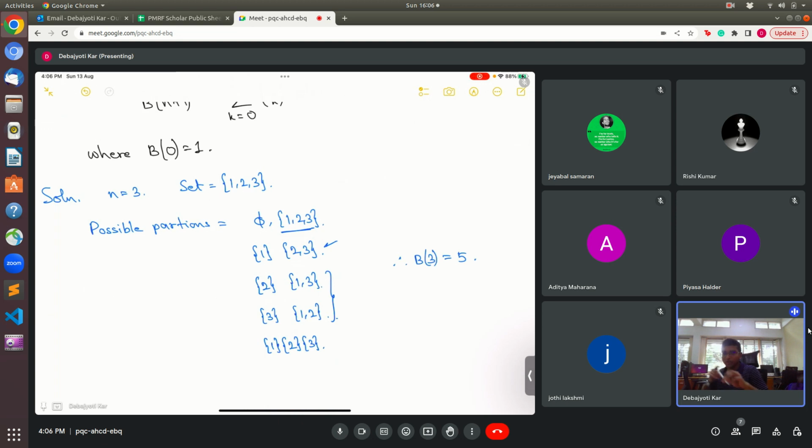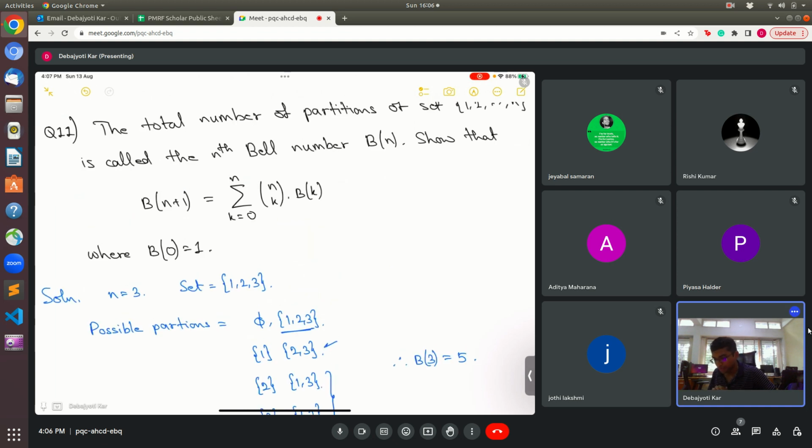So in this way, what does the nth Bell number represent? You have the set 1, 2, 3 up to n. In how many ways can you partition this set? The number of sets that you create doesn't matter. The only thing that matters is the number of ways in which you can partition this set. As we saw, for n equal to 3, this value is 5.